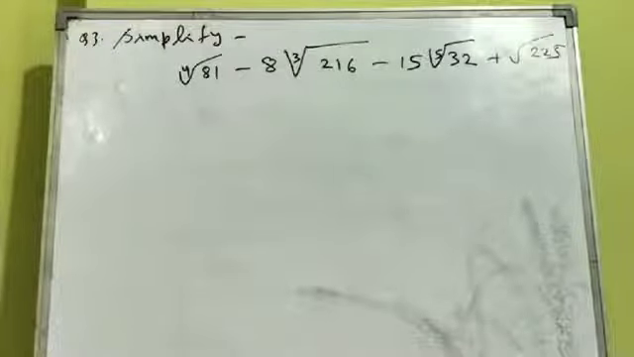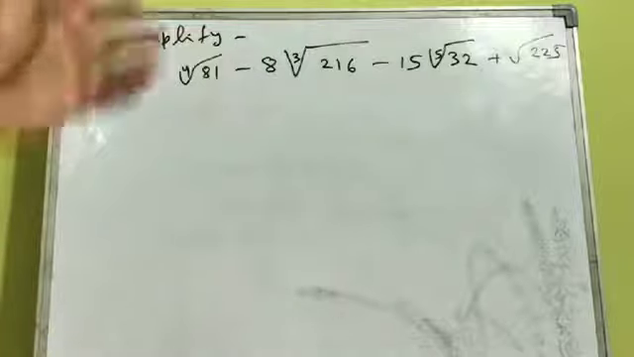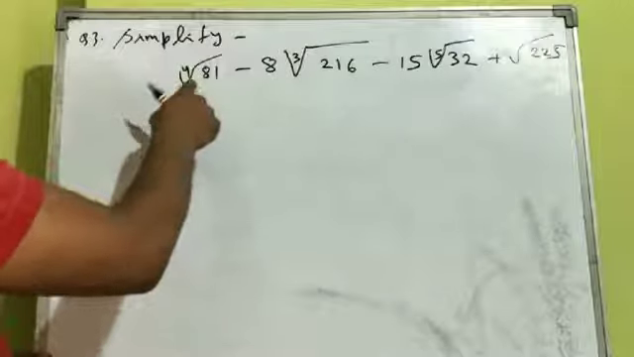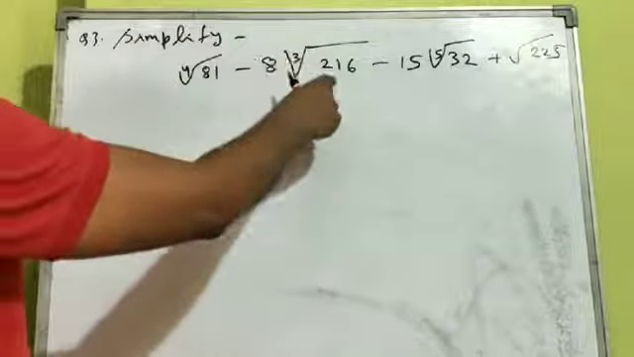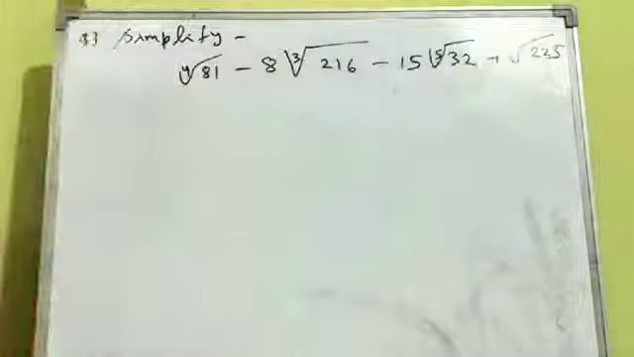So here is another type of problem for the exercise, chapter 1, that is exponents, laws of exponents or radical signs. Okay, so this question I have taken from the NCERT Exemplar. This type of question you will not find in the NCERT textbook. So for such questions you can refer to a reference book, or NCERT Exemplar is the best. Okay, so let's see what is given. This is the fourth root of 81. This is 8 into the third root of 216, 15 into the fifth root of 32, and the square root of 225.